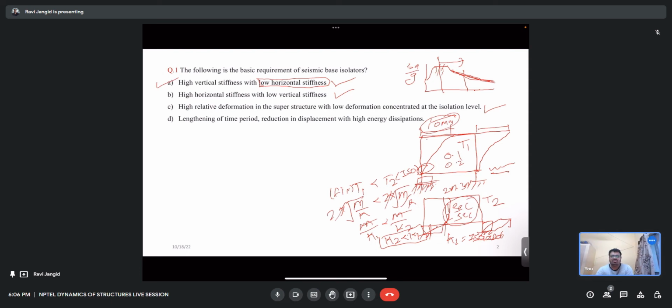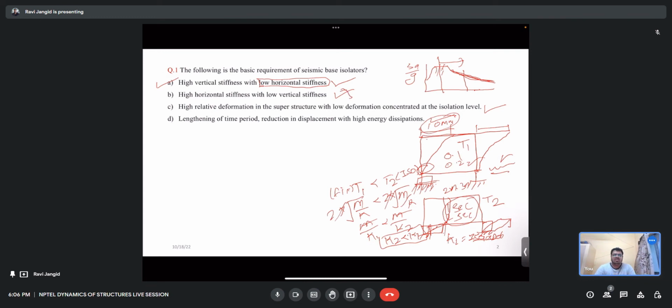And for option B, if the horizontal stiffness is very low, one disadvantage is that it will allow vertical settlement. But if we have a high horizontal stiffness, then there is not much difference between the fixed base and the isolated structure, so we will not be able to reduce the response. So that option is not applicable.